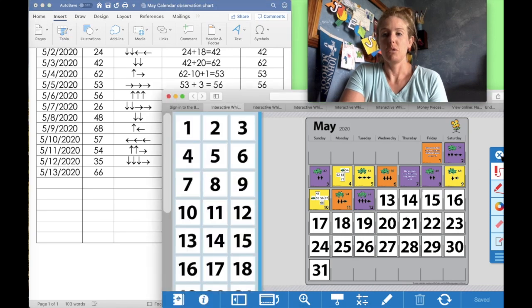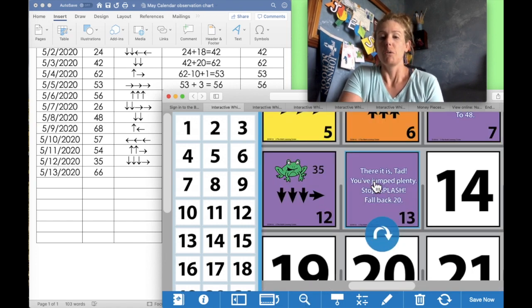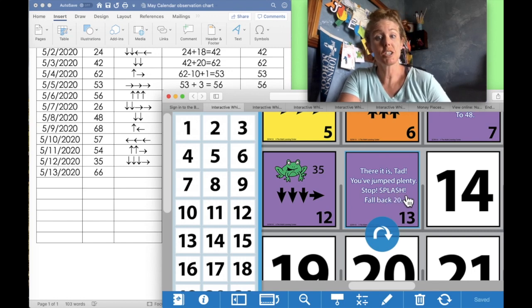And first grade drum roll, please. Let's flip over that card. And we have some reading. Let's make it a little bit larger. Let's read it together. There it is, Tad. You've jumped plenty. Stop. Splash.